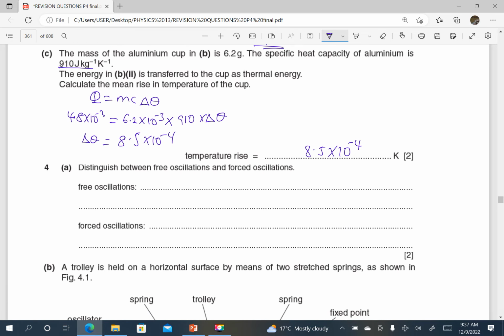Distinguish between free oscillations and forced oscillations. Remember, in free oscillations, the body oscillates without any loss or gain in energy. No loss, no gain in energy. That means no external forces are applied, no external resistive forces. So for free oscillations, the body oscillates without loss of energy.